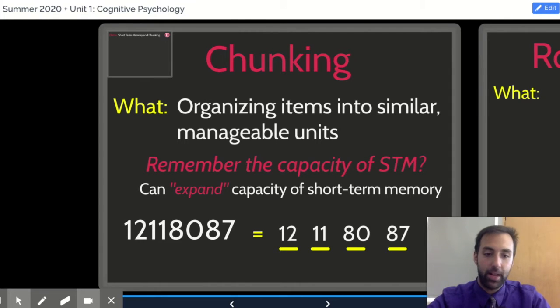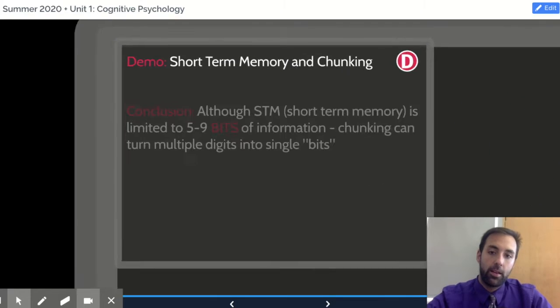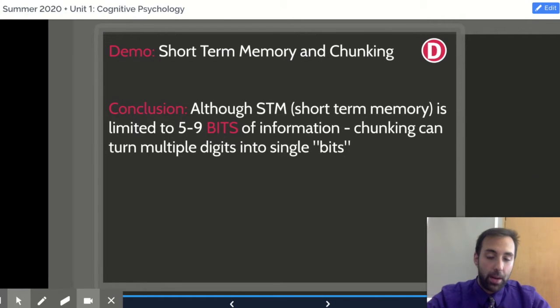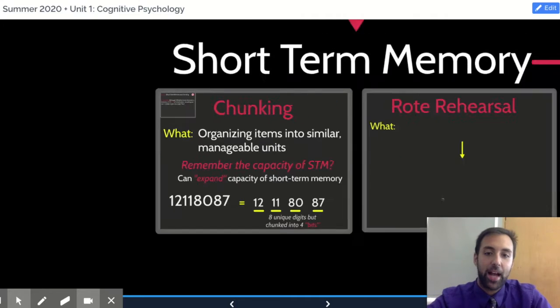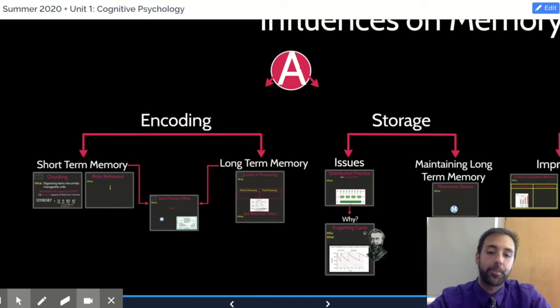So you're still capped at 5 to 9. That doesn't change. But you could theoretically remember 12 or 14 numbers using this technique. That's what we, in theory, just demonstrated. Perhaps some students, perhaps you, were able to successfully remember 10 numbers using this technique. It is really the only way to manipulate your short-term memory because that 5 to 9 limit is strict.